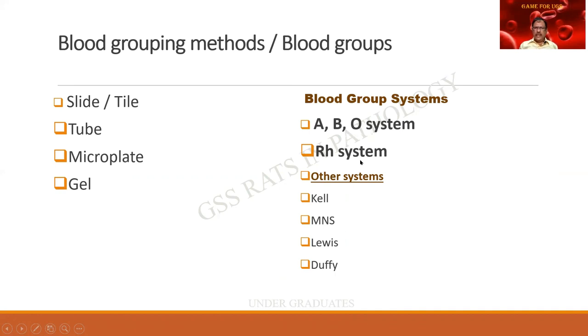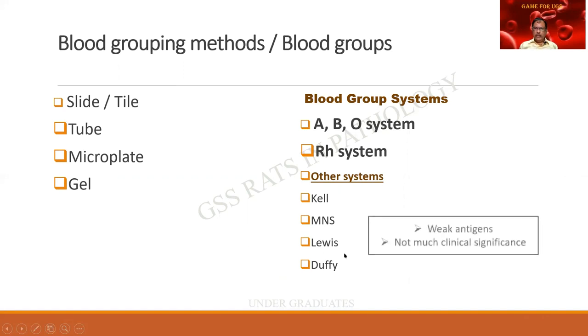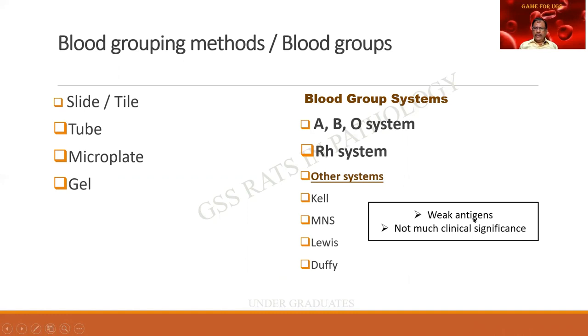Both of these I have made bold so that it is very clear. These are the two important groups. Well, there are other systems such as Kell, MNS, Lewis, and Duffy. Then why are we ignoring that? Because they are all weak antigens and not of much clinical significance. Whereas this can be life-threatening and life-saving.